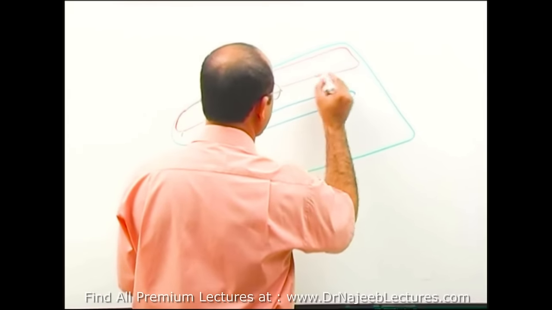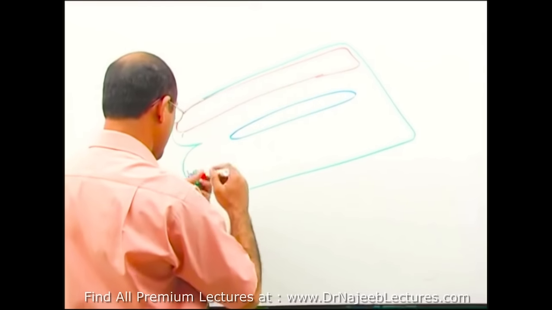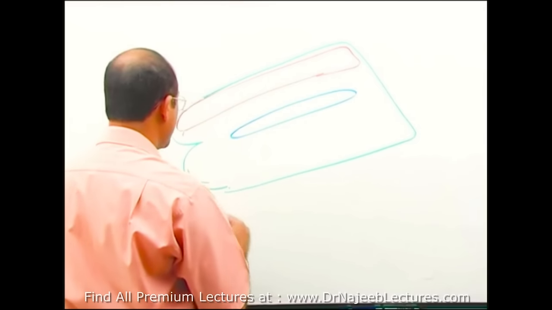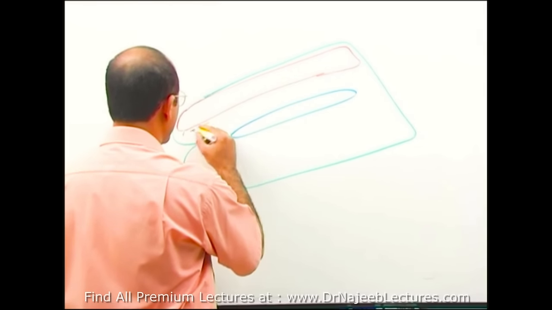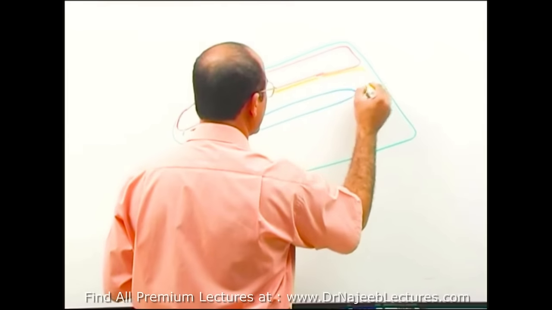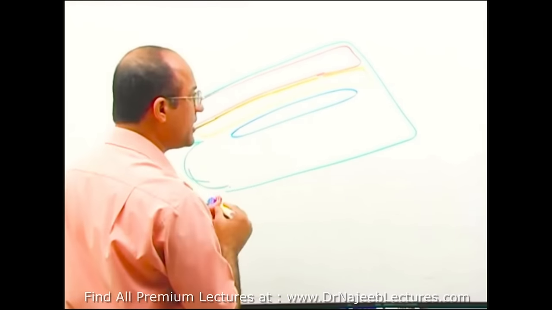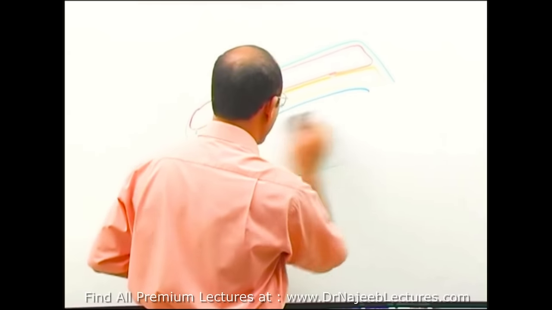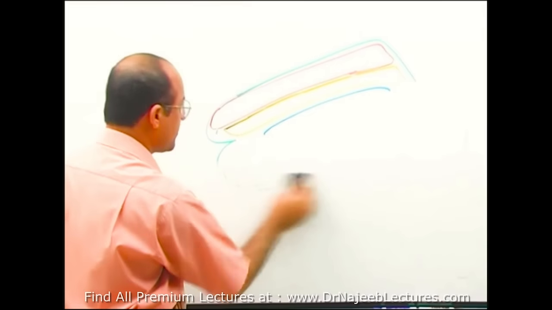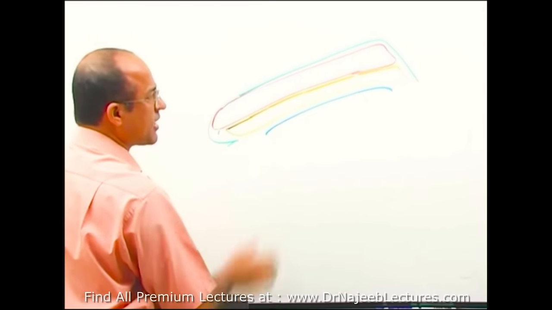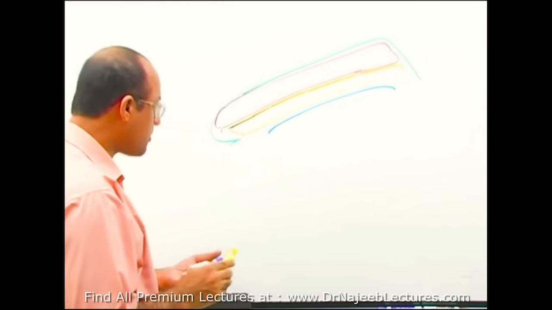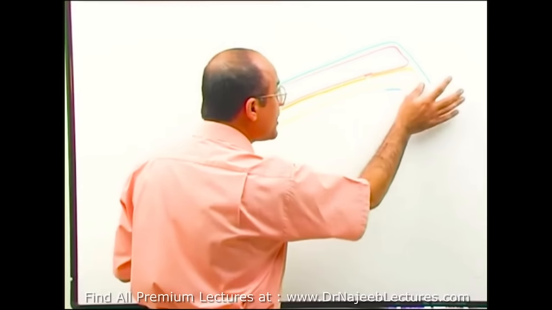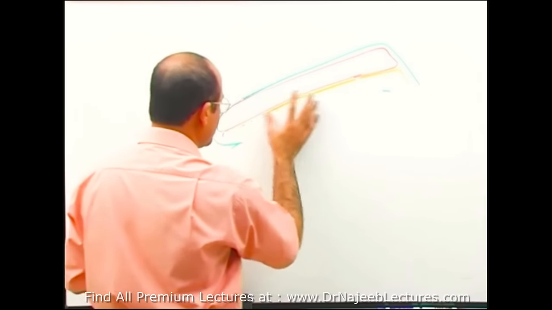Yes, what is this component? Left lateral. And what is this component? Left medial. Is that right? Now what I'm going to do is remove this part. Now what part is left in the diagram? Only the left side of the hypothalamus. And even I remove this ventricular area. Even I remove this medial area.